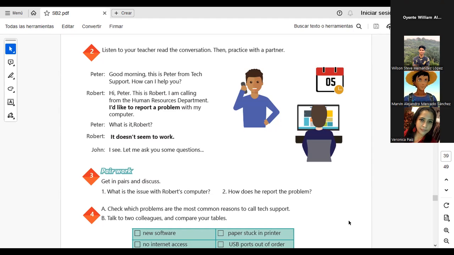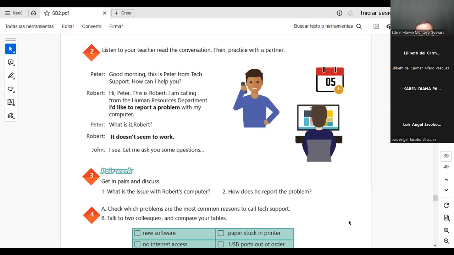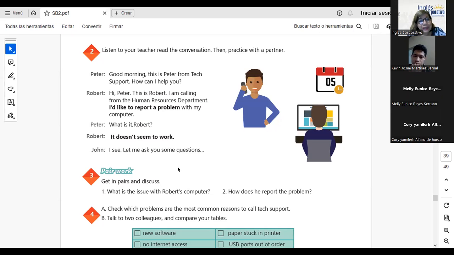Teacher. Yes. Creo que es I doesn't seem to work. Yes, exactly. That is the answer. It doesn't seem to work. That is the issue with Robert's computer.